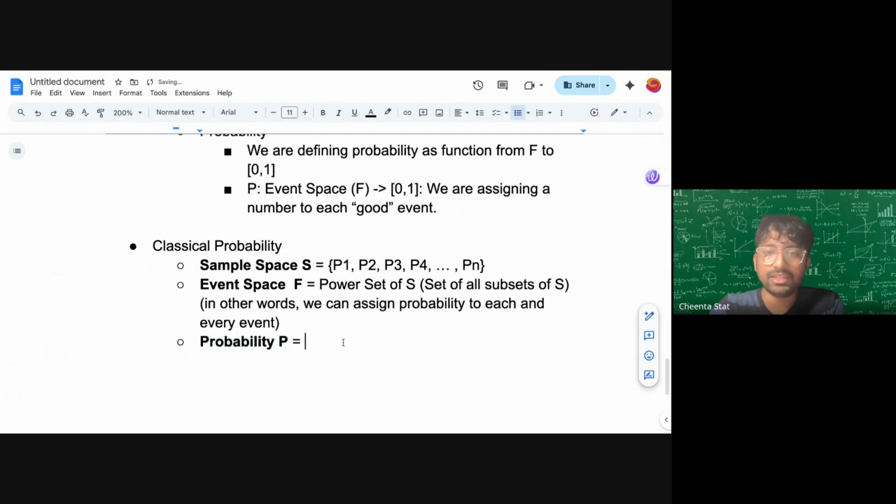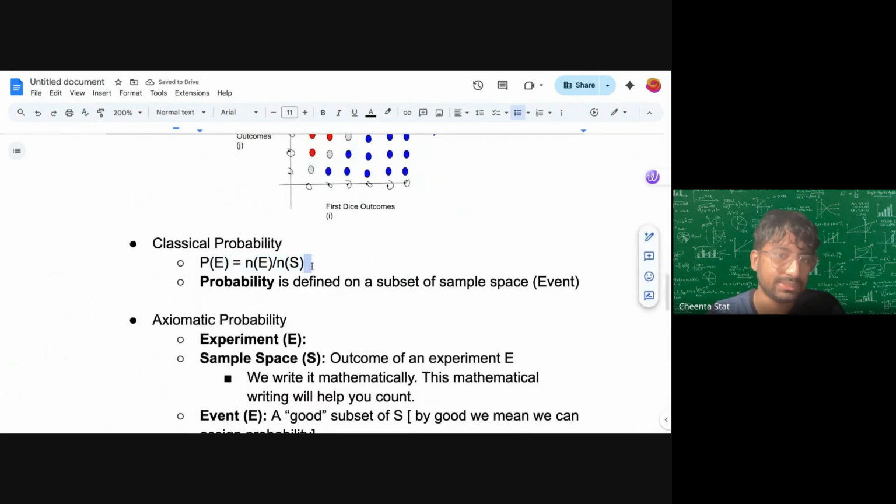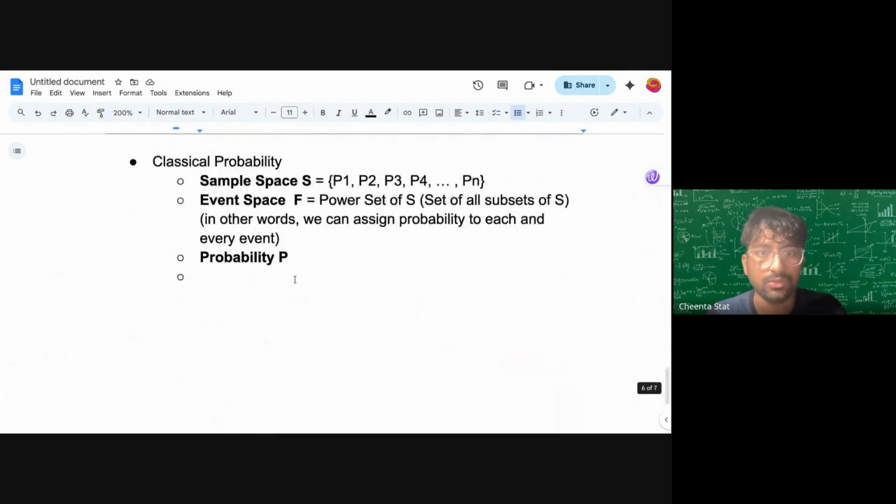So probability we are defining. What we are doing in classical probability, although we said that a probability of an event is this, we will derive it in front of you right now. So we define probability of any event, where E is an element, not a subset now, element of F. Remember that.